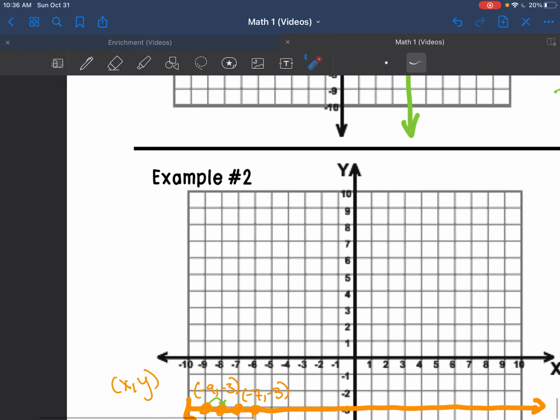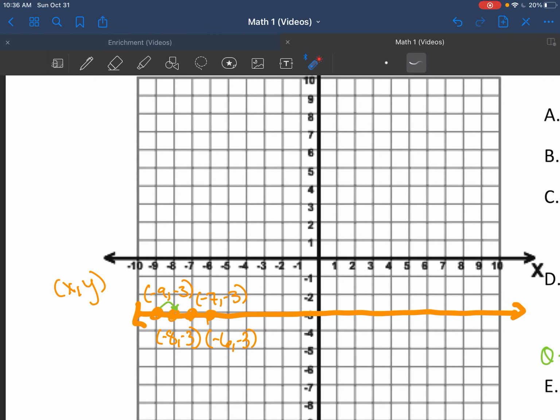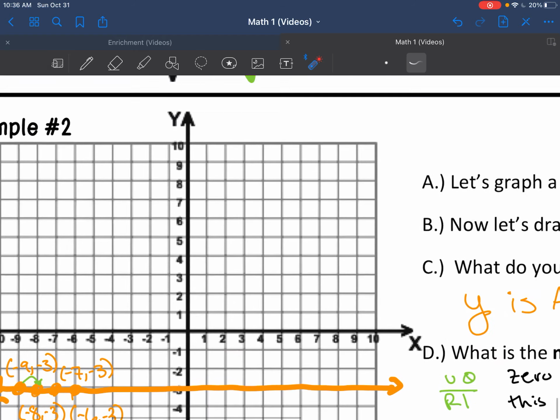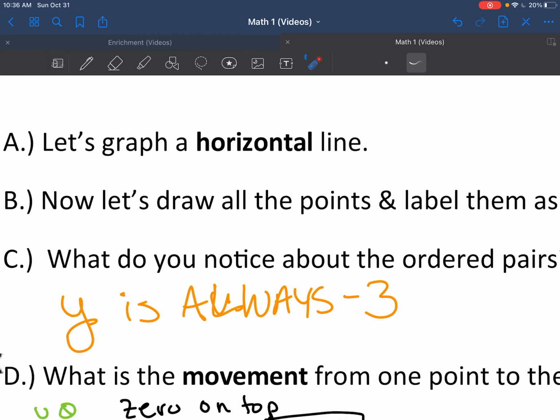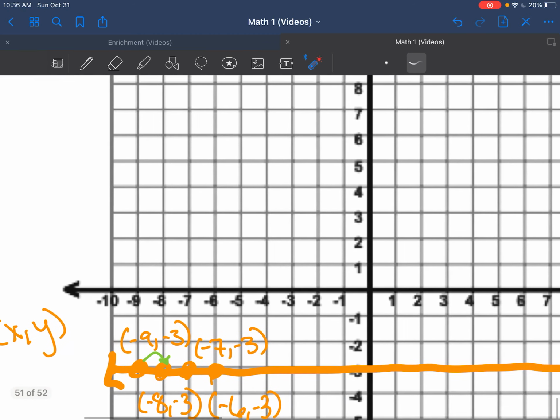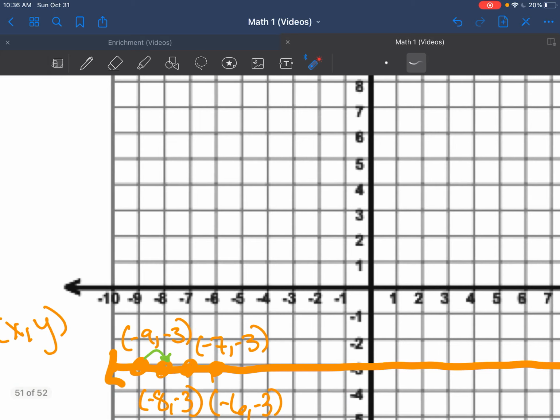So example 2, we drew a horizontal line passing through negative 3. And so when we write the ordered pairs, we got negative 9 comma negative 3. Then we had negative 8 comma negative 3. Then we had negative 7 comma negative 3. Then we had negative 6 comma negative 3. So what are you noticing? Well, the y is always negative 3. So the movement here is we go right 1, up 0.